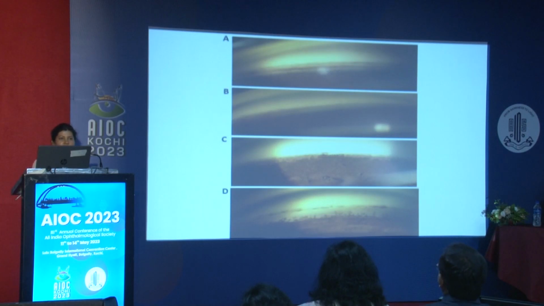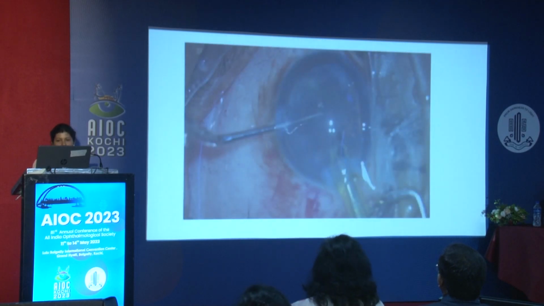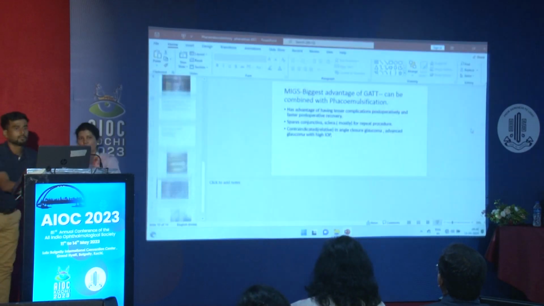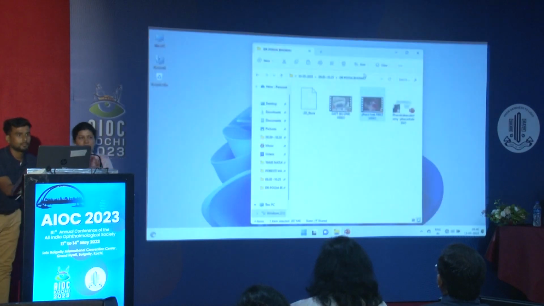So which is the case that you will choose? The above two pictures are the places where you will choose to do a GAT with phacoemulsification. The angles have to be wide open, and you're supposed to see the Schlemm's canal and all the trabecular meshwork clearly. This has to be done before starting the surgery. So once you're sure, it's just another minute.